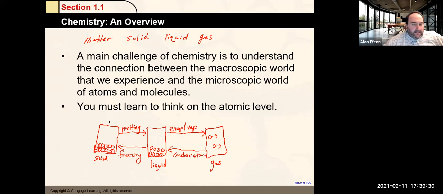We also, as you might remember, can go from solid and skip that middle section, the liquid, and go right to our gas. That's the process known as sublimation. We also could go the opposite way, going from gas all the way back to solid. That's the process where we skip liquid going in the backwards direction, and that's what's known as deposition.